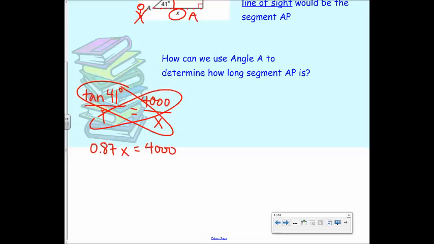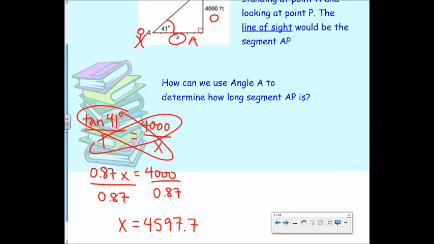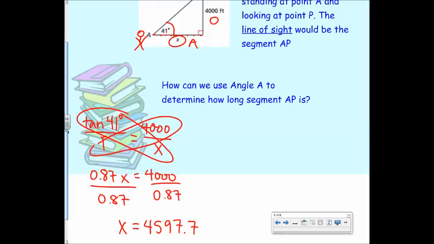So then how would I finish that? On your calculator, which one goes first? 4,000 goes first. Good. So 0.87 goes second. So 4,000 divided by 0.87. So then x must equal what? 4,597.7. So that's how far the person is from the base of whatever this is.